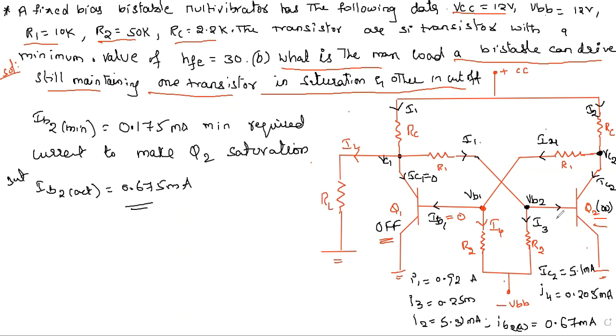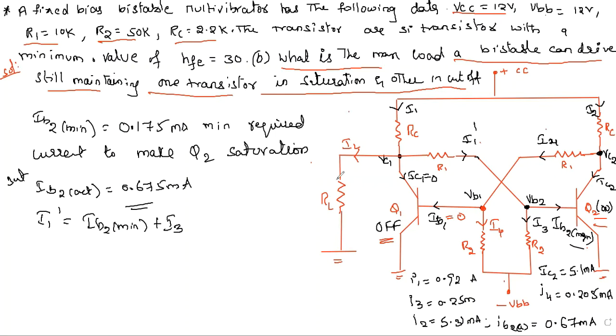So here I will call the minimum required current IB2 minimum. If the current is less than 0.175, even by a small amount, transistor Q2 will enter another region and may not be in saturation. So 0.175 is required now. I3 is fixed. Now I am correcting this as I1 dash, which is IB2 minimum plus I3. Previously it was I1 with IB2 actual.